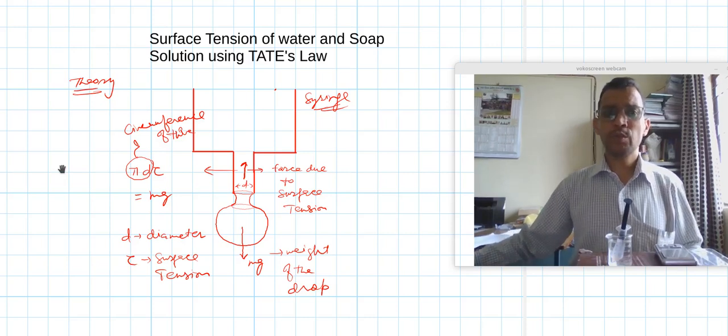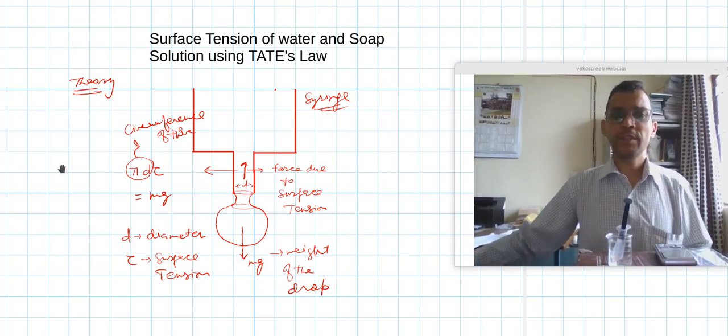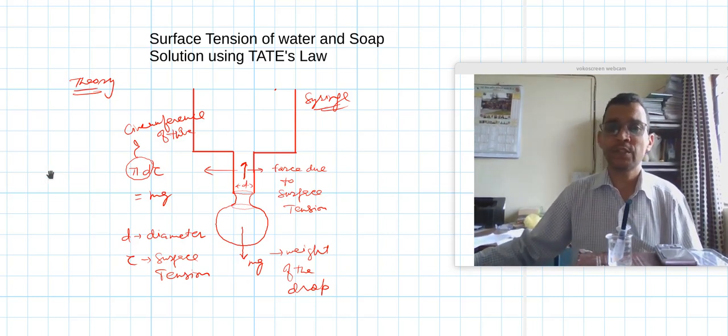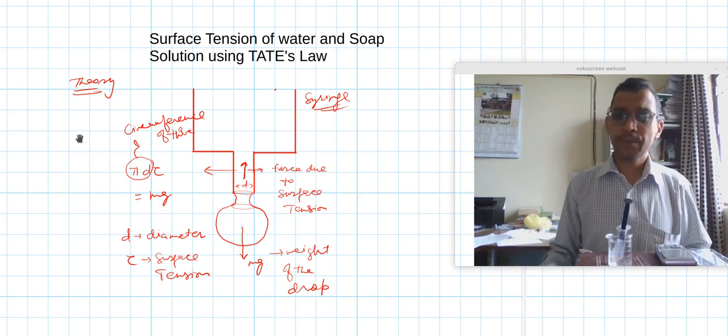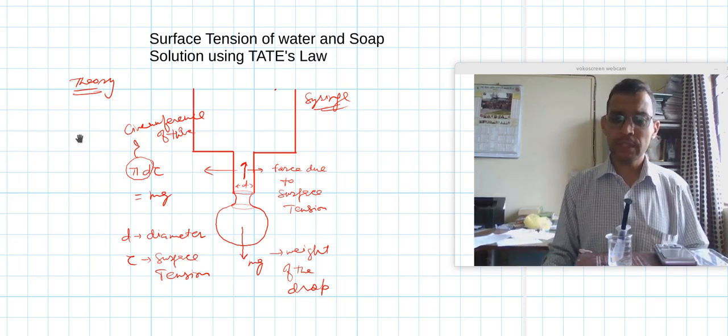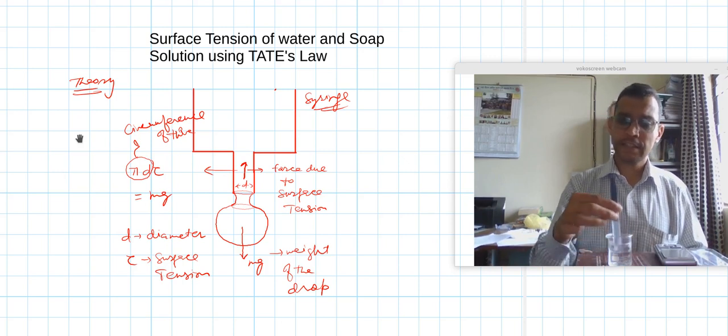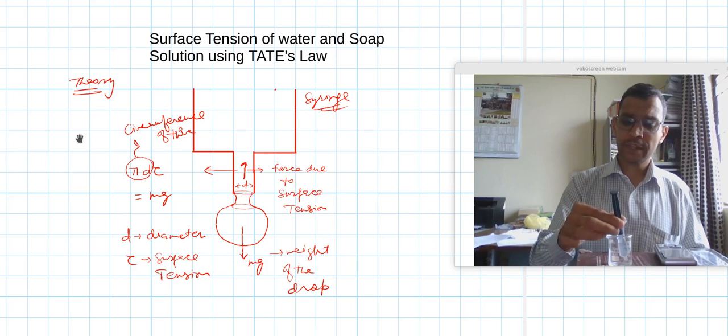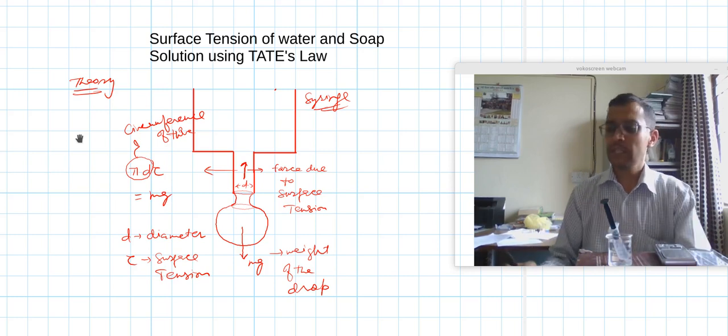So today I am going to perform a very beautiful experiment. I want to measure the surface tension of water and soap solution using Tate's law. Here I will use a syringe, as it is seen here. First of all, let me briefly talk about its theory.